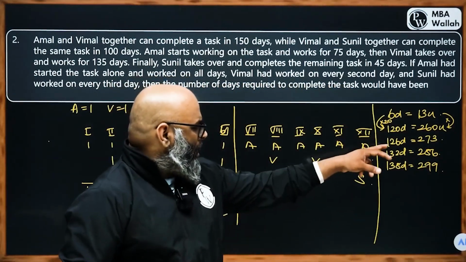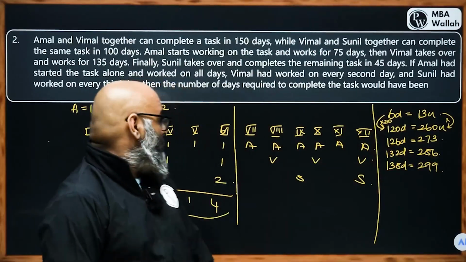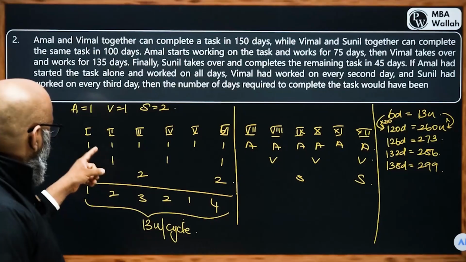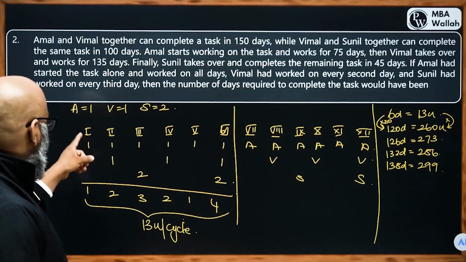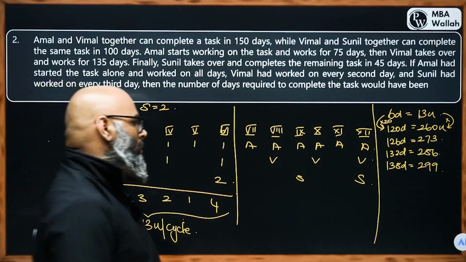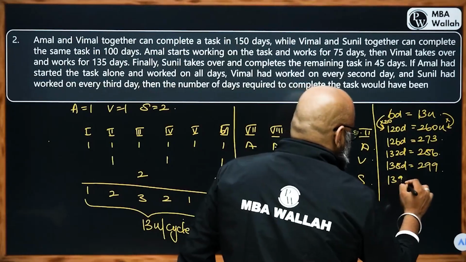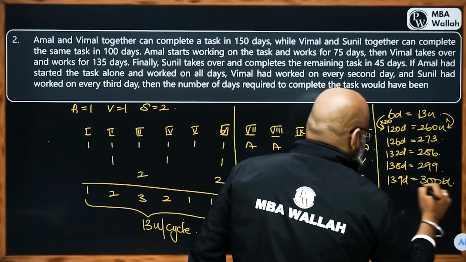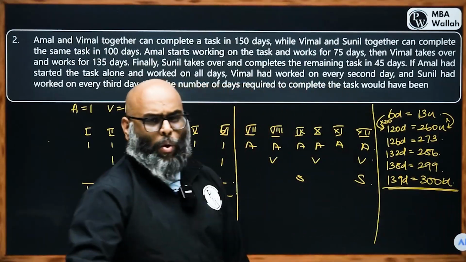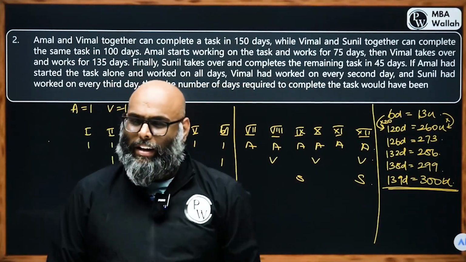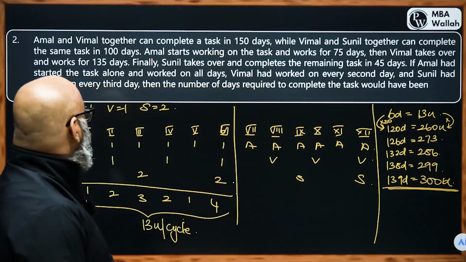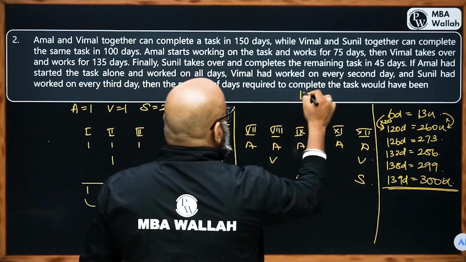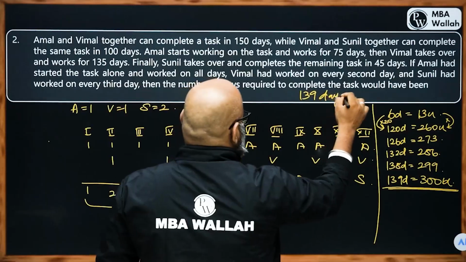23 cycles done. 21, 22, 23 cycles done. I'm looking at the 139th day, it will be A working. So on the 139th day, I would get plus 1, which goes to 300 units. And my job is over exactly on the 139th day. And that should be our answer. The total number of days required to complete the task would have been 139 days.